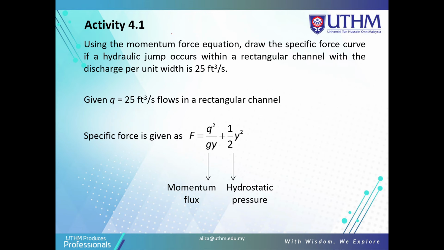Example 1 here, activity 4.1. Using the momentum force equation, draw the specific force curve if a hydraulic jump occurs within a rectangular channel with a discharge per unit width of 25 cubic feet per second. This is based on feet, using the US unit. Given Q flows in a rectangular channel, the specific force is given as this value here, based on the momentum flux and hydrostatic pressure.